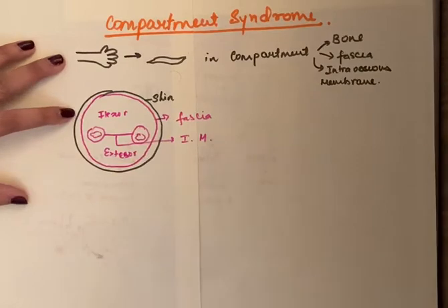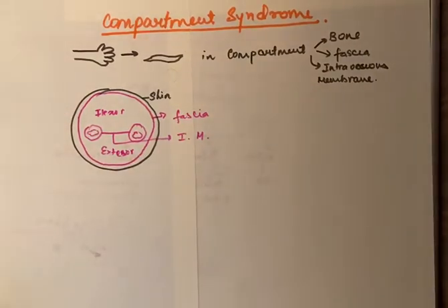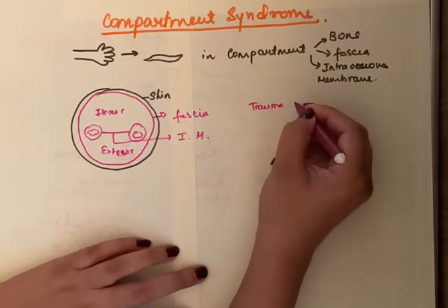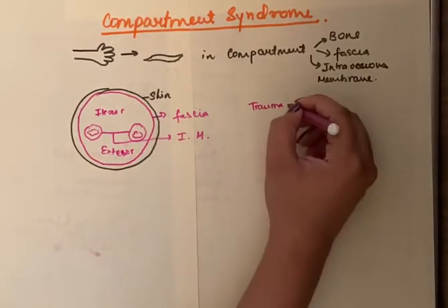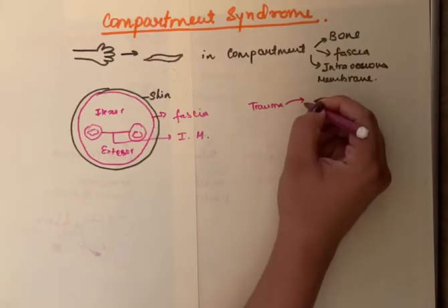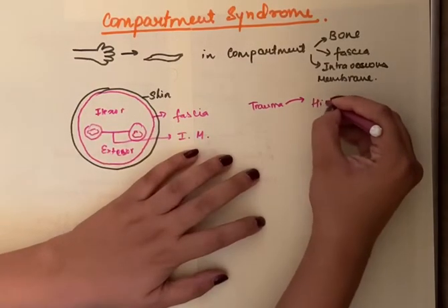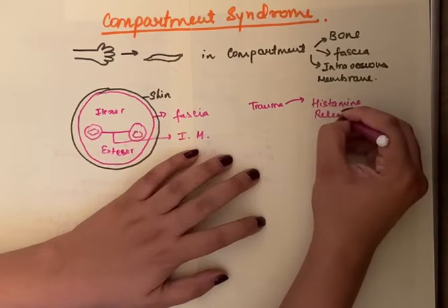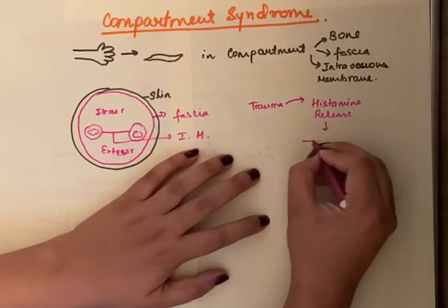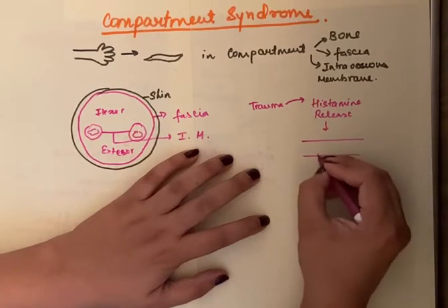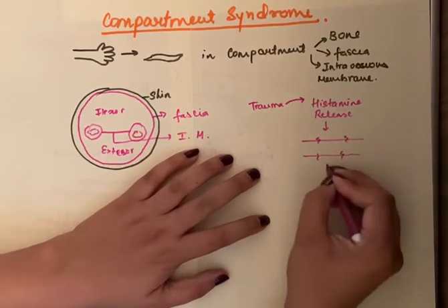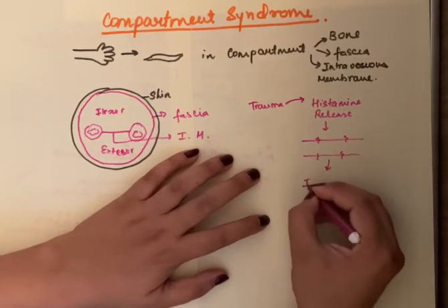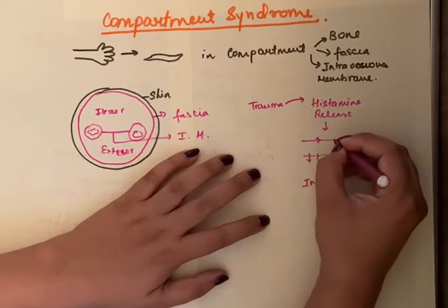So what happens if there is some trauma like injury, supracondylar fracture? This trauma will lead to histamine release. Now this histamine will make the capillary permeable and all the fluids will come out, causing intravascular edema.